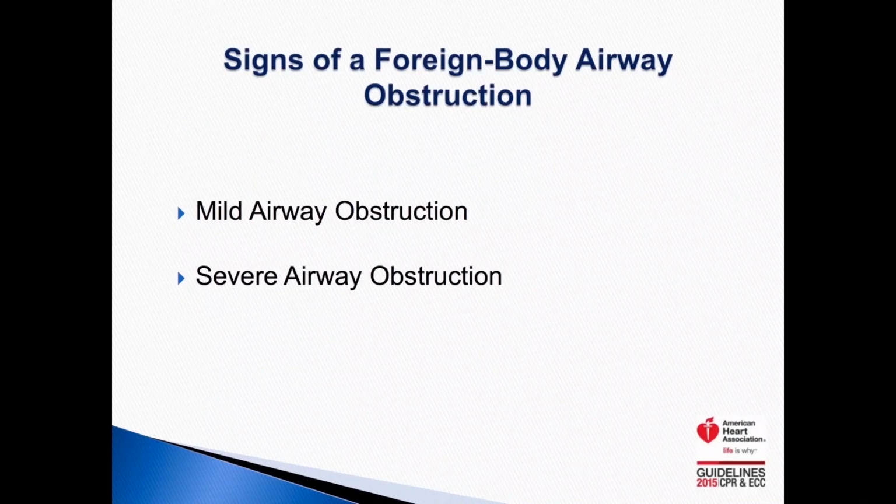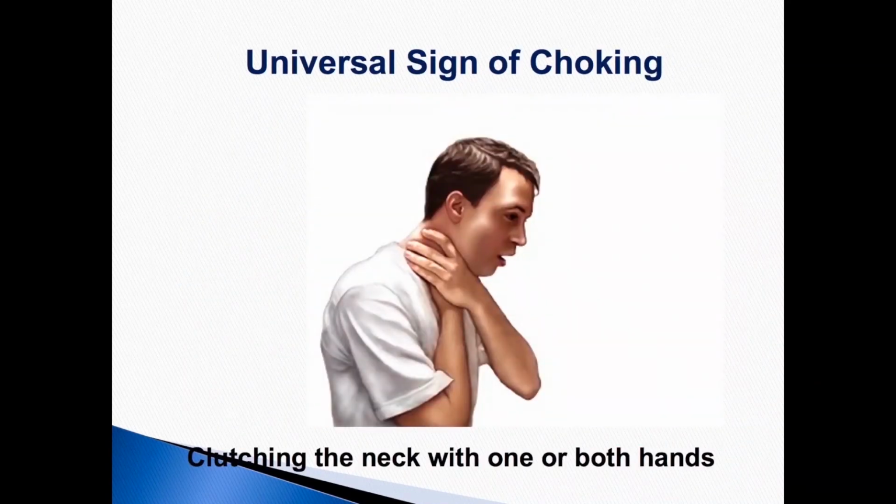Signs of a foreign body airway obstruction. We have mild airway obstruction and severe airway obstruction. In mild or partial airway obstruction, the patient can make sounds and is awake. In severe or complete airway obstruction, the patient is awake but cannot make sound and may become unresponsive if there is no management. What's the universal sign of choking? It is clutching the neck with one or both hands.